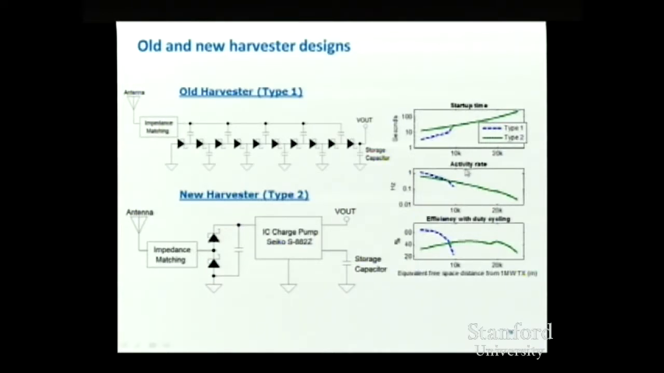Now this plot here in the middle shows that the horizontal axis is basically range in meters. So this is 10 kilometers, 20 kilometers. The blue is the old harvester design, and the green is the new harvester design. So you can see that the old design basically stops working altogether at about 10 kilometers, whereas this new design with the DC to DC converter will work well beyond 20 kilometers.